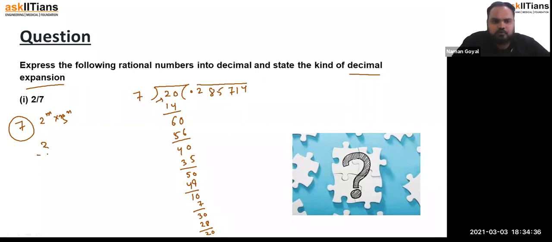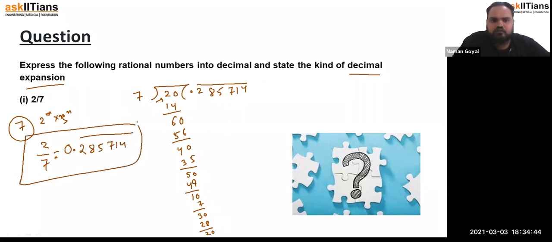So 2 upon 7 is written as what? 0.285714 bar. Are you getting my point? Got it? Any doubt? So you can do it like that. This is very easy to solve.